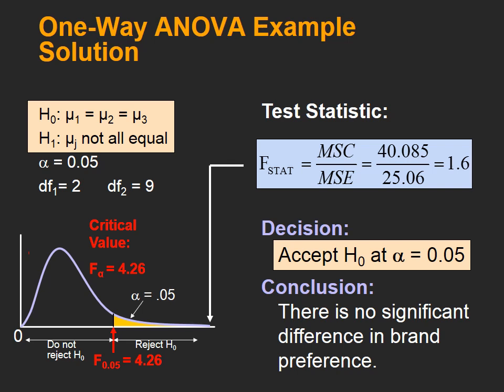So the rejection region is this, at the 0.05 level, a small portion. As our calculated value is lesser than the table value, it falls in the majority portion where we do not reject, which means we accept the null hypothesis. Hence, there is no significant difference in brand preference.